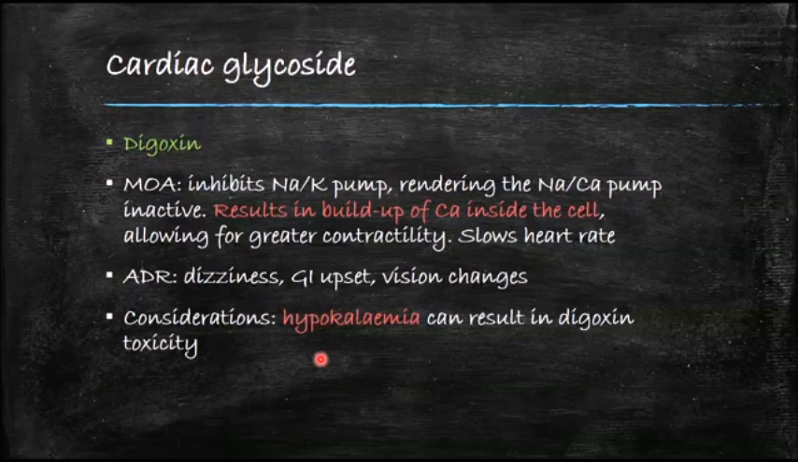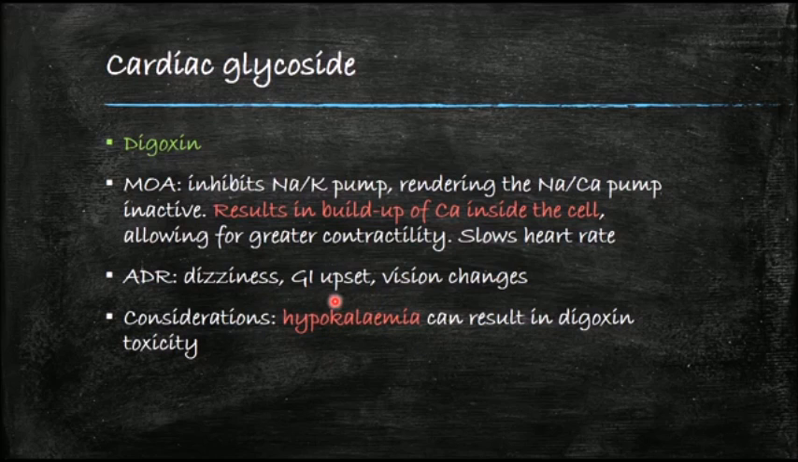Cardiac glycoside. The digoxin helps inhibit your NaK pump. It replaces the potassium on the NaK pump. And by doing that, it renders the sodium-calcium pump inactive. Calcium ends up building up inside the cardiac myocyte. The more calcium you have, the harder a contraction you can form. So this is really good because it helps the heart to pump better. And it's one of the reasons why it's used in heart failure.